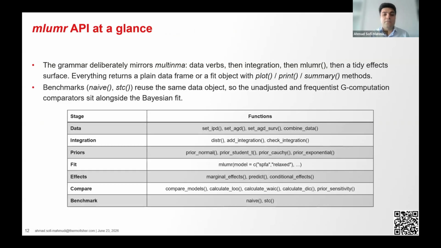As you may have noticed, some of these names are similar to the multinma package. That is intentional because we didn't want to introduce new names, in order to make it easier for the end user to use the package. But we also have other functions like benchmark, where we have implemented naive and also STC using G-computation in the package for benchmarking.